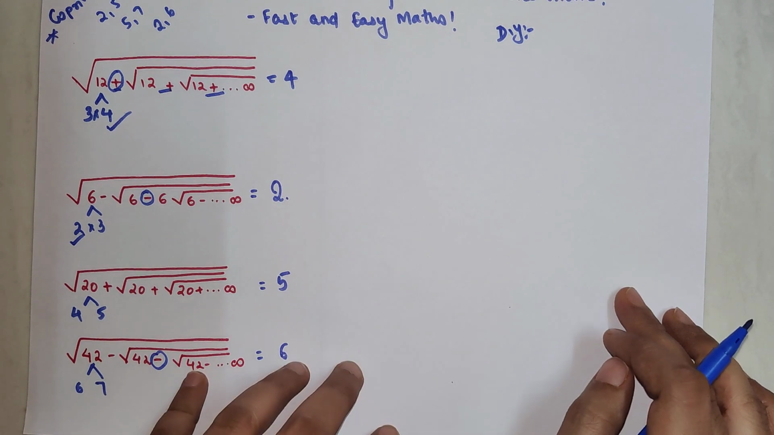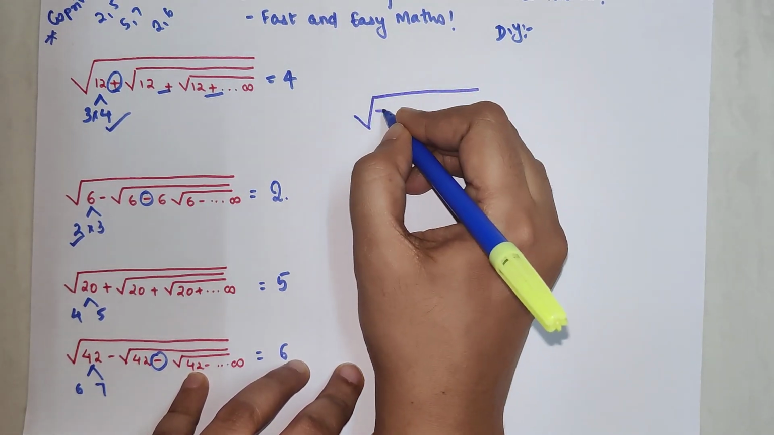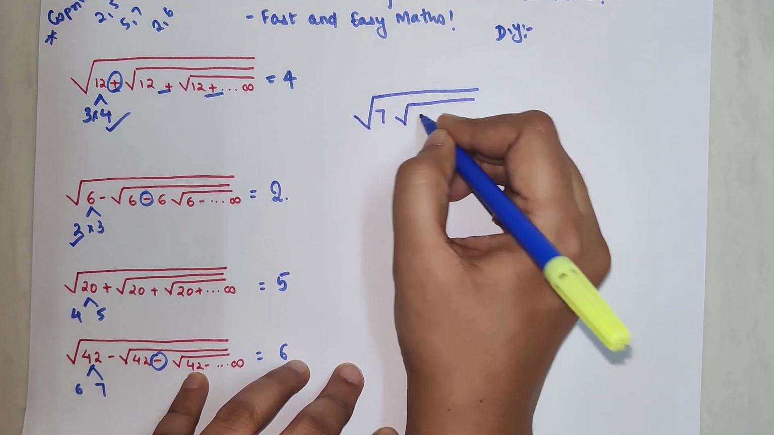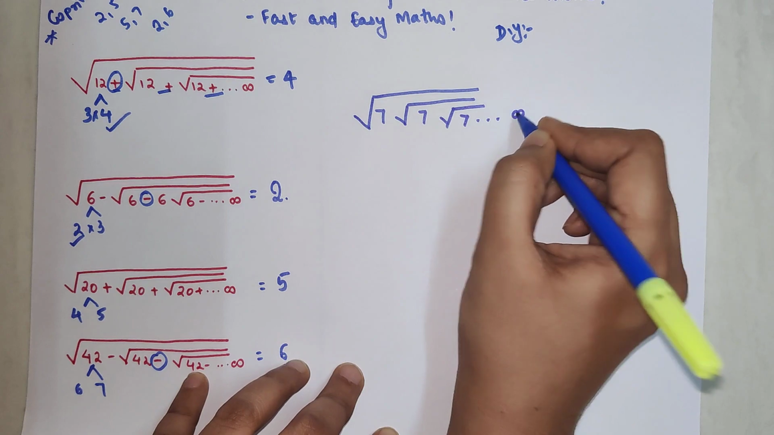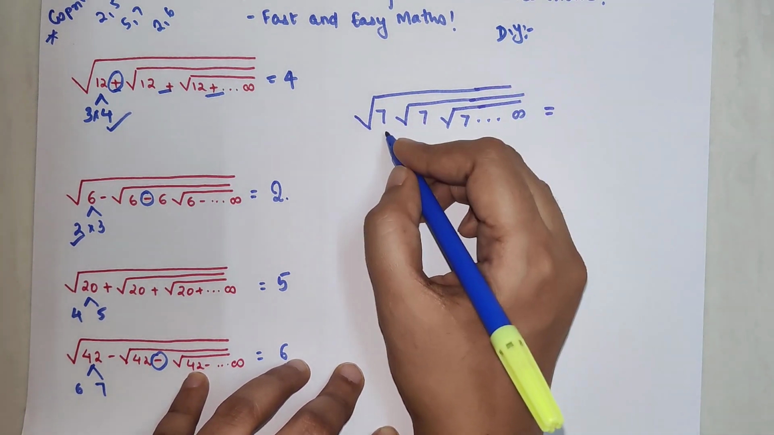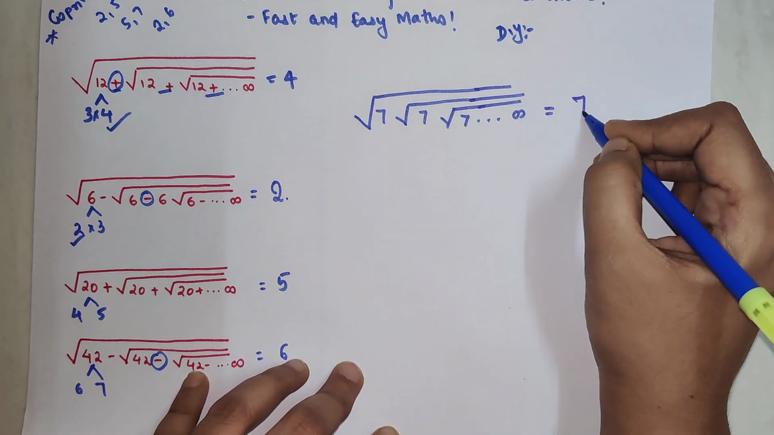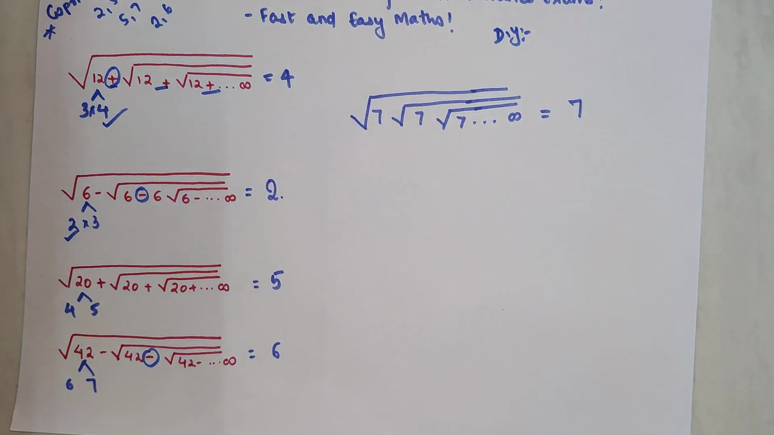Now students, coming to the point of multiplication. See, multiplication is super simple. You don't have to do any of this, especially when it is going up to infinity. If it is going up to infinity, then the answer is nothing but the number itself. So the answer for this particular question is just 7. I hope you understood this, right?